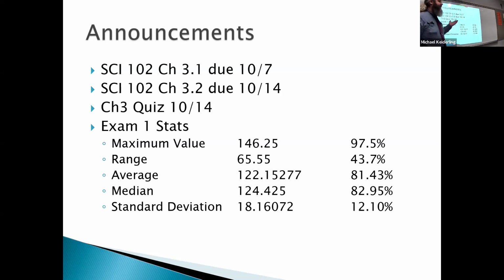The highest score was 97.5%, which is 146.25 out of 150, because it's out of 150. The average was around 81%. The median was about 83. And yeah, there's the standard deviation there in the range.